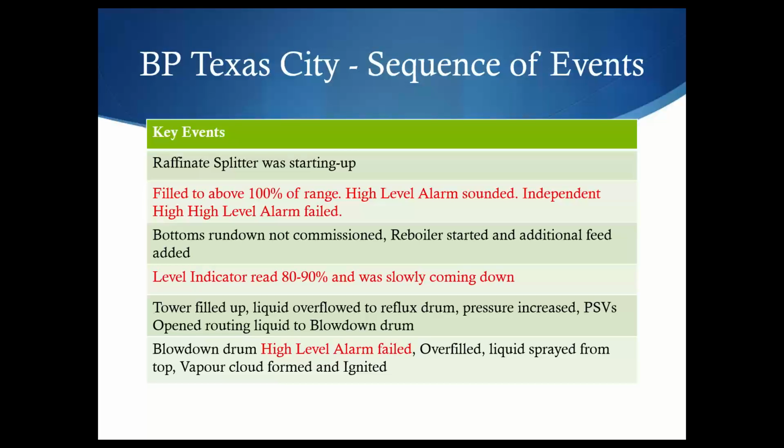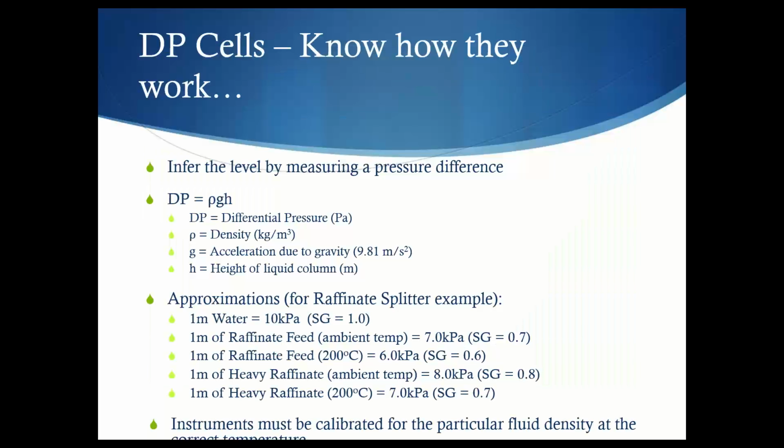You need to know a little bit about DP cells, or delta pressure cells. They actually infer the level by measuring a pressure difference, not by direct measurement of the liquid level. So in this case, the delta pressure is proportional to rho g h, where rho is the density of the liquid, g is the acceleration due to gravity, which doesn't change, it's constant, and h is the height of the liquid column, or the height of liquid within the tank or the vessel in meters.